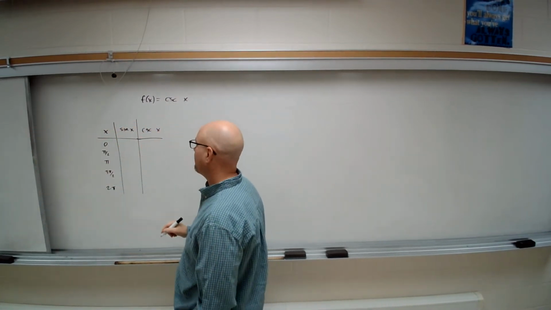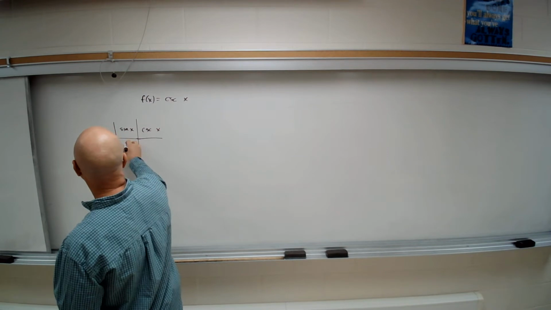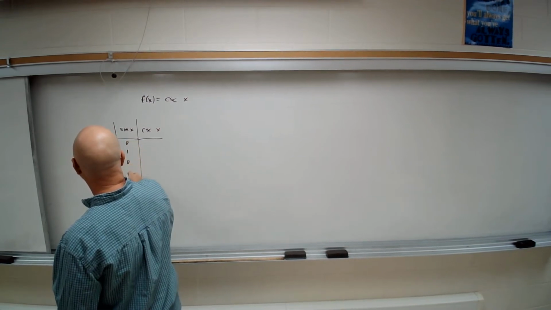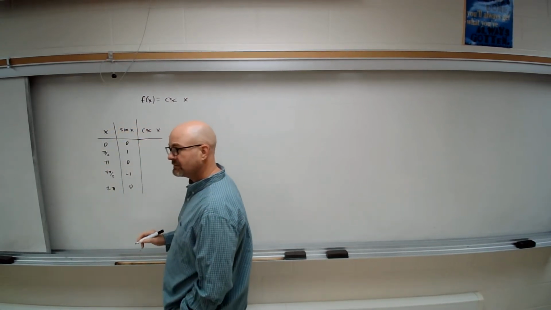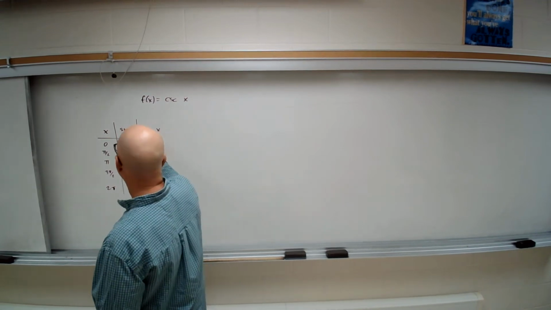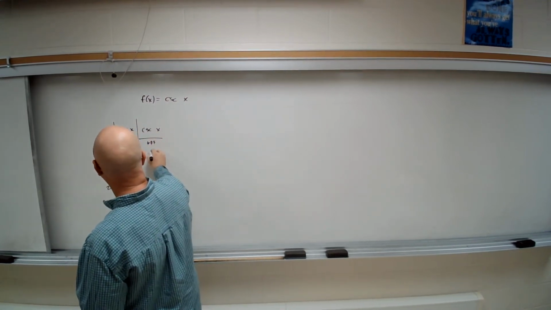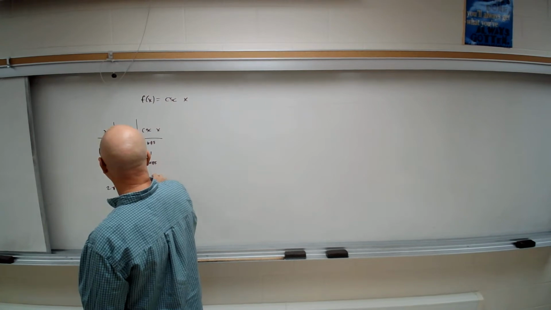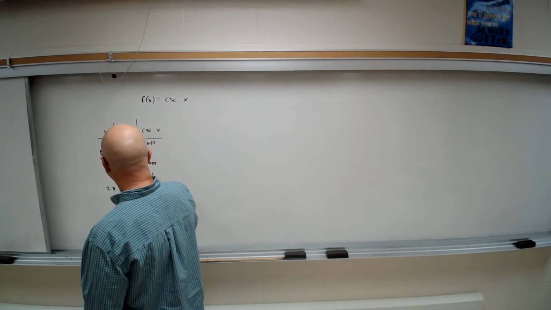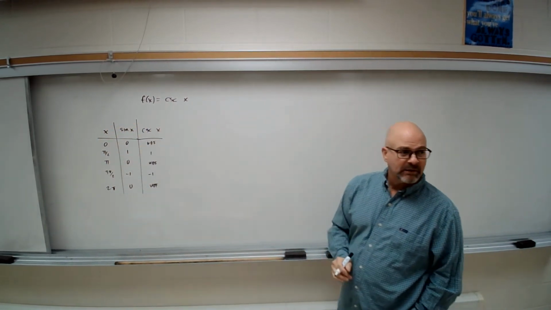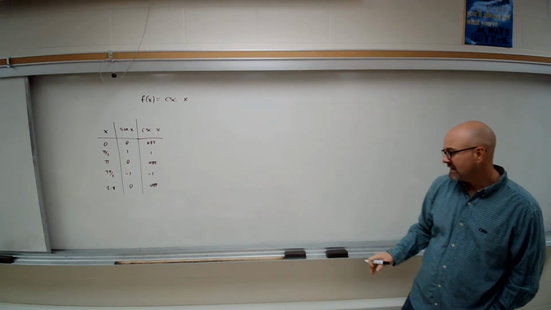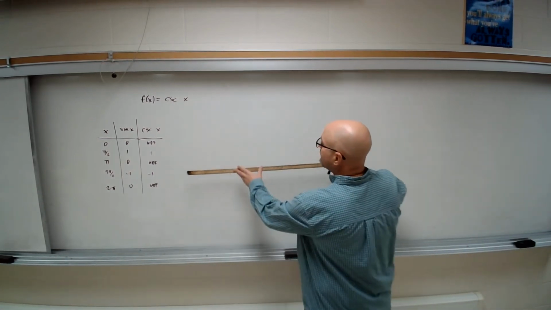Okay. And then we know the sine of 0 is 0, 1, 0, -1, 0. So then our cosecant will be undefined, 1, undefined, -1, undefined. Let's see what that's going to look like as a graph. That's kind of the important thing here.